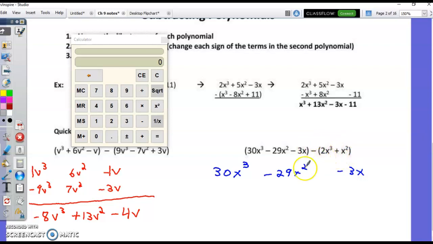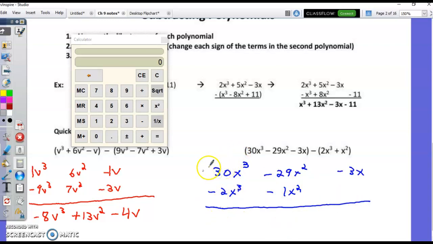So this positive 2x to the third will become a negative 2x to the third. And I'm going to line that up with the like term. So negative 2x to the third. And then my x squared will line up here. This is going to become a negative x. And remember, if there's no number, it's a 1. So that's all we have there. So now we will actually do the math.